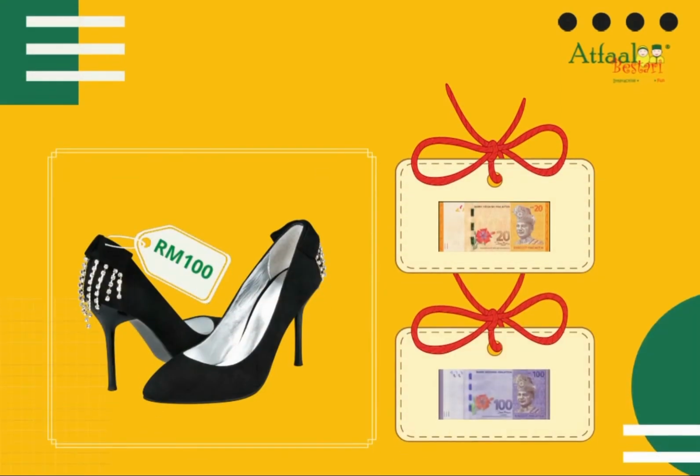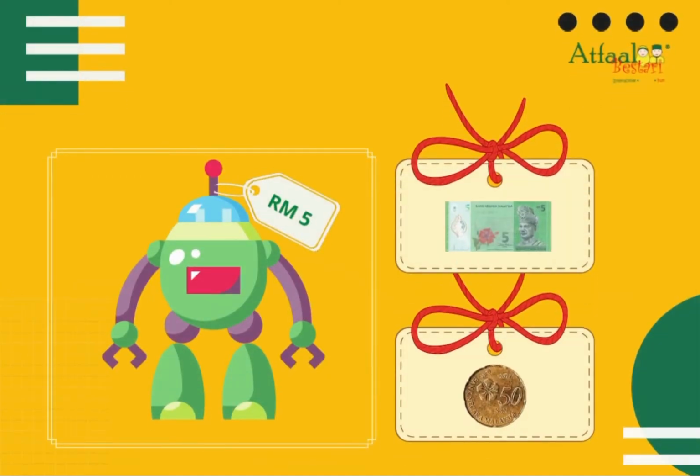Now, how much is a pair of shoes? Good job! A pair of shoes is 100 ringgit. And the last one is, how much is the price of a toy? Well done! It is 5 ringgit.